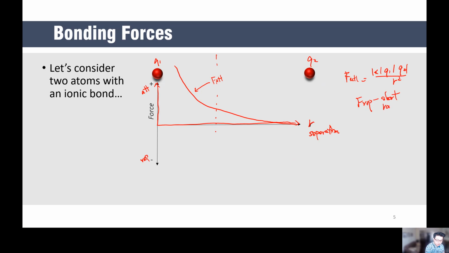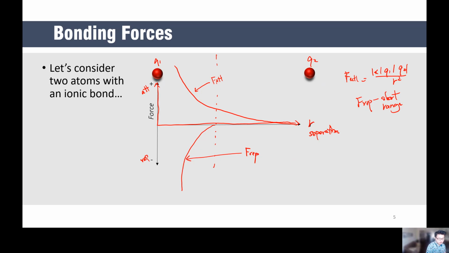For now, we just think of it as a short range order force, and it will arise when R is at a much lower distance. But then this repulsive force will increase very drastically as distance comes closer to 0. So this is the repulsive force.